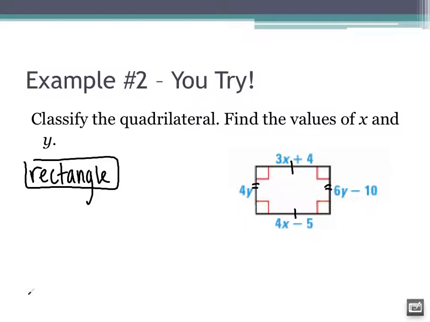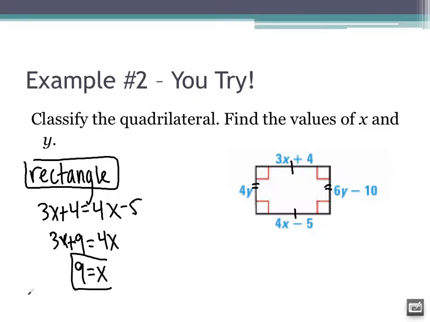So my first equation is going to be 3x + 4 = 4x - 5. If I add 5 to both sides, I get 3x + 9 = 4x. Subtract 3x, and I get 9 = x. So you should have gotten x = 9.